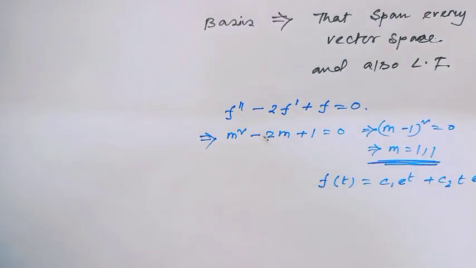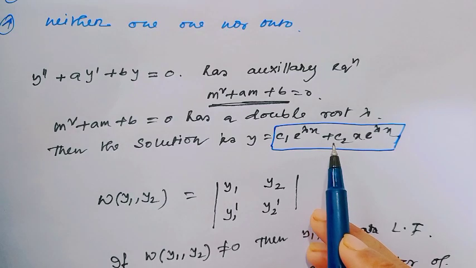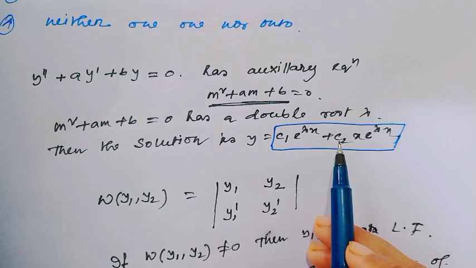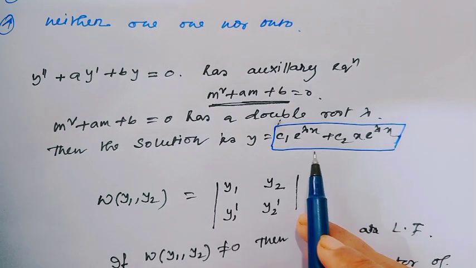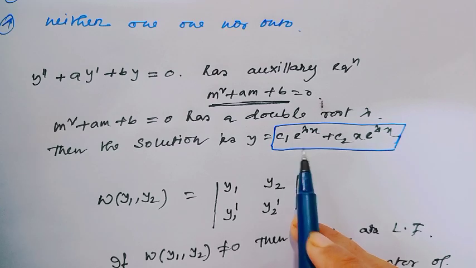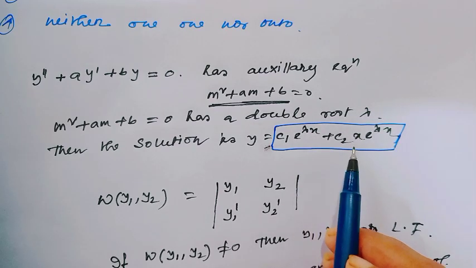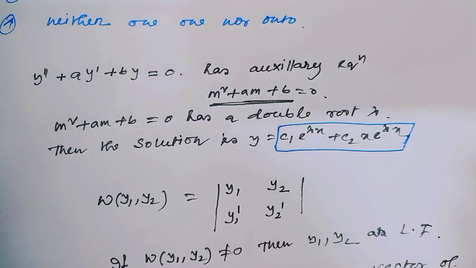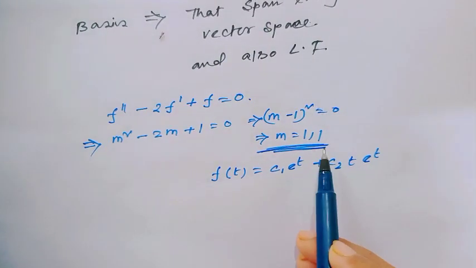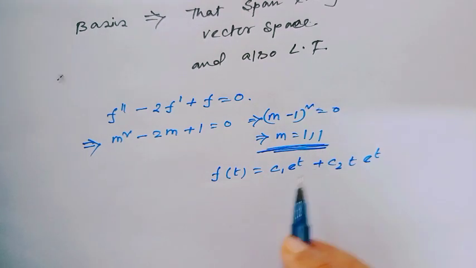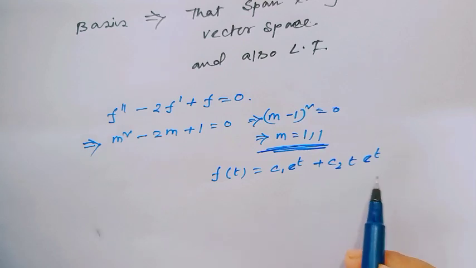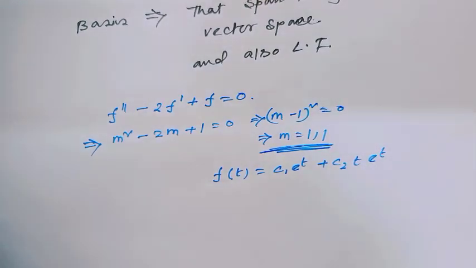And we all know, when an auxiliary equation has a double root and the roots are the same, the solution is of the type c1 e to the power lambda x plus c2 x e to the power lambda x. So, since here the roots are 1, 1, that means f(t) equals c1 e to the power t plus c2 t e to the power t. Are you getting?